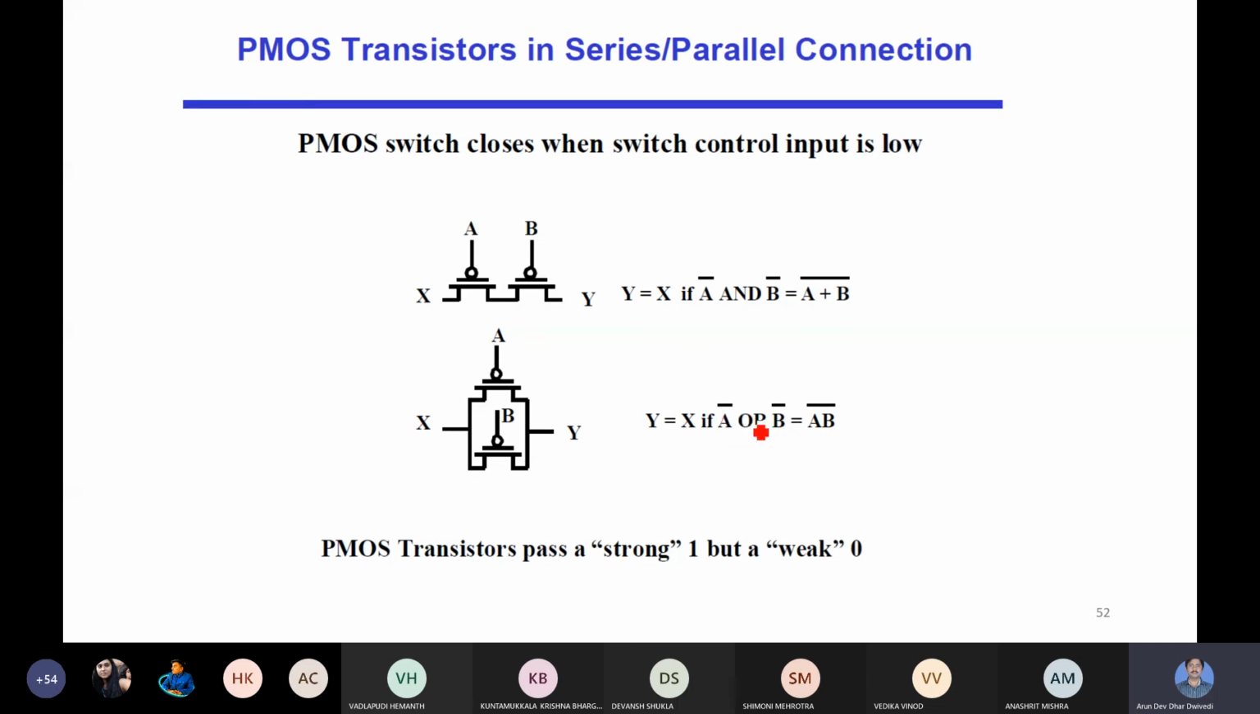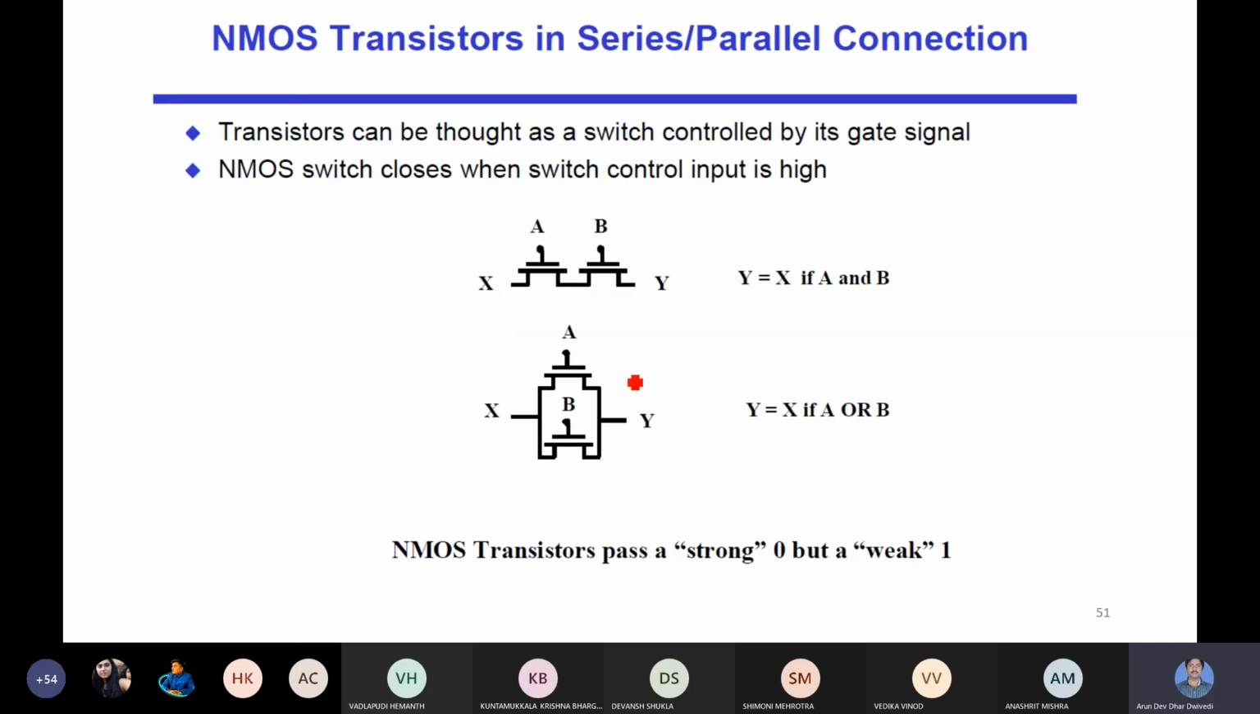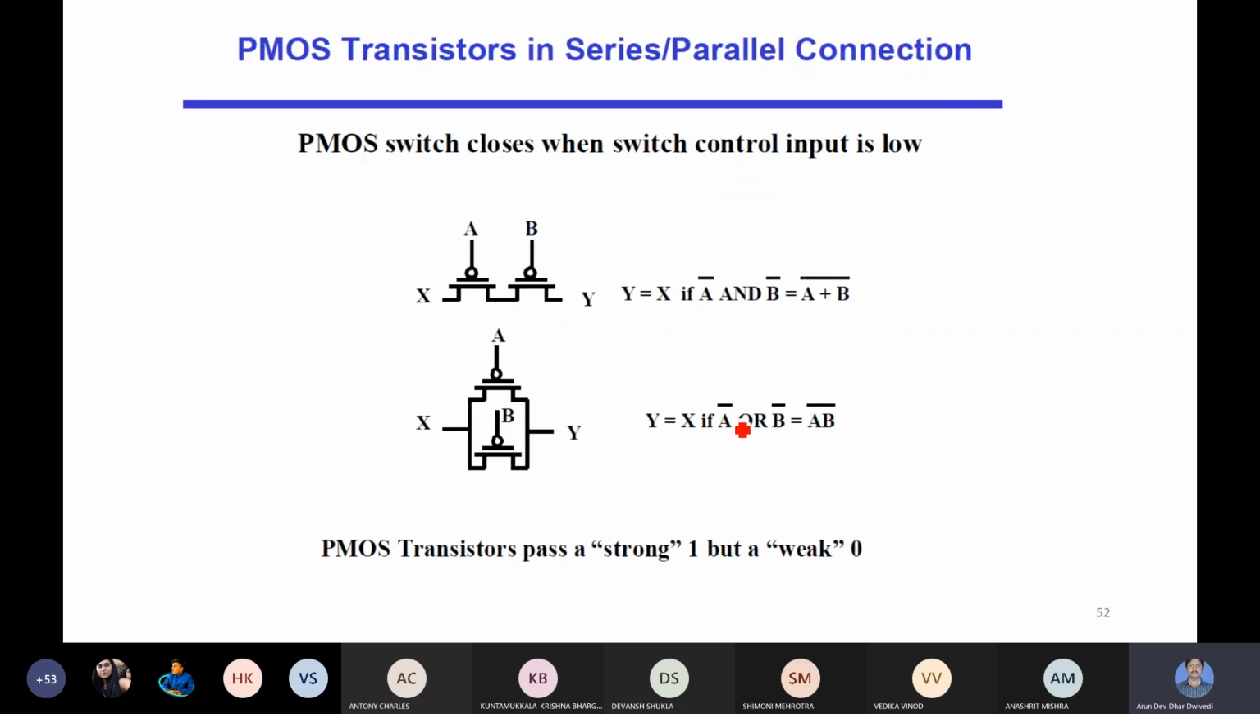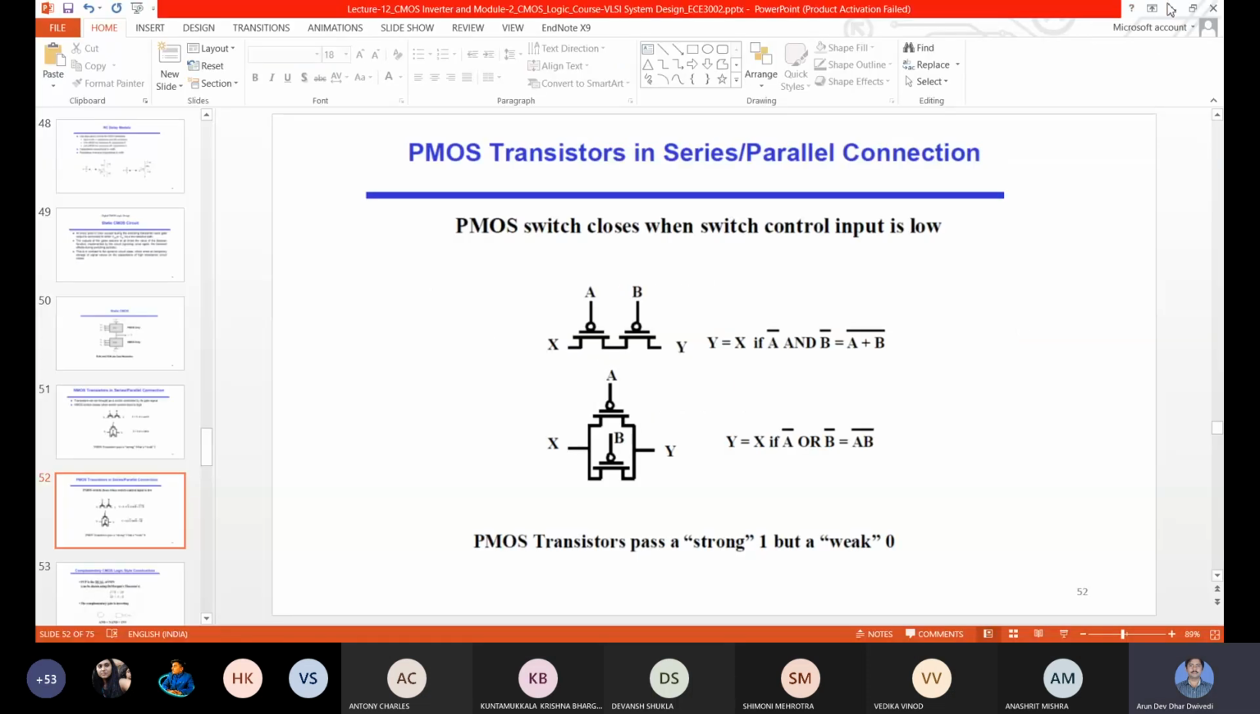A bar or B bar, it will implement A bar or B bar instead of implementing A or B. So PMOS is just a dual to the NMOS. Here it was implementing A or B: if anyone is logic high, it will give high. But what is happening here is that A bar or B bar will be implemented. So now let us stop here. We will see all these discussions, I will come to that later on, in the next lecture.